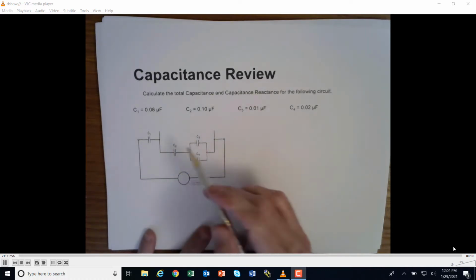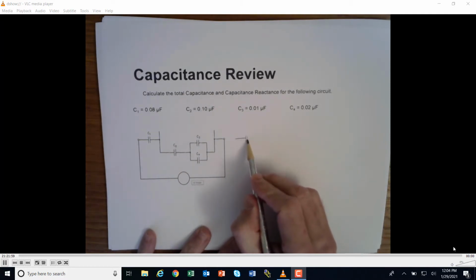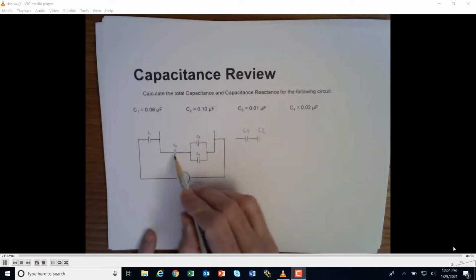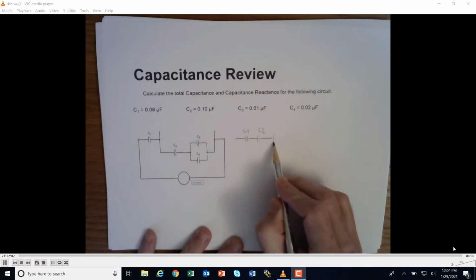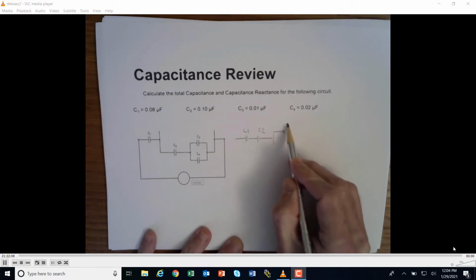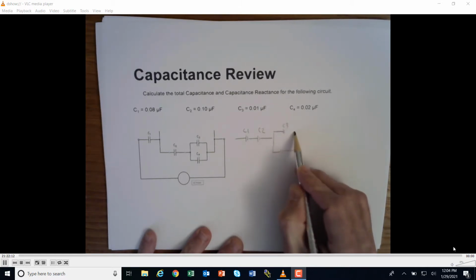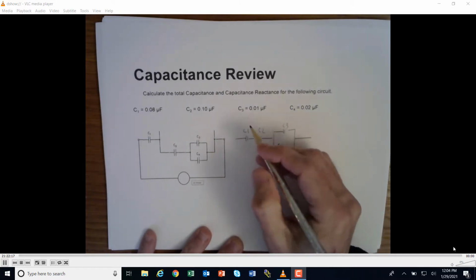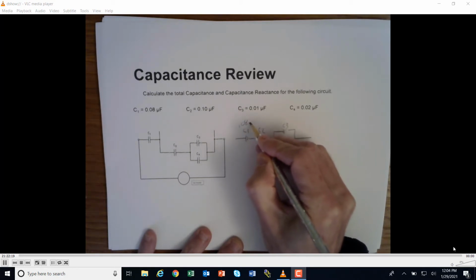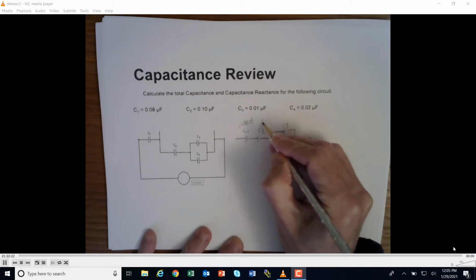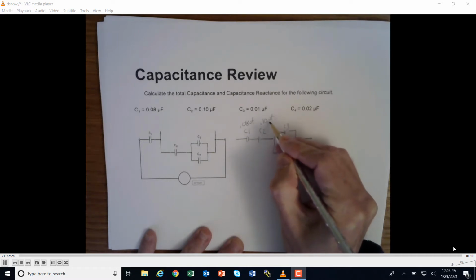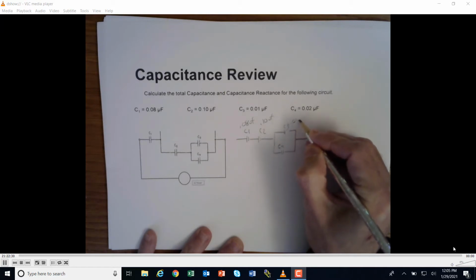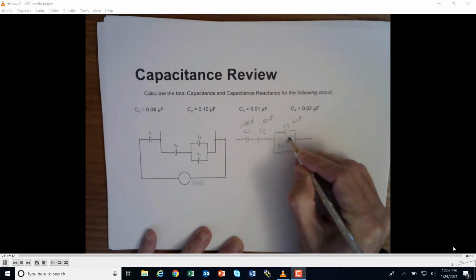So if I was going to simplify this circuit, I'm going to draw it maybe. You got C1 in series with C2 in parallel with C3 and C4. So that's the way that I just redrew it so that it's easier to see. C1 was 0.08 microfarads, C2 was 0.10 microfarads. Remember, that's micro, so we got to put some more zeros in there. C3 was 0.01 microfarads, and C4 was 0.02 microfarads.